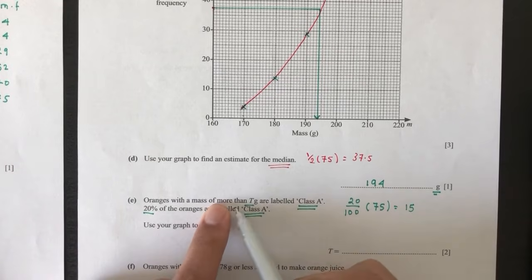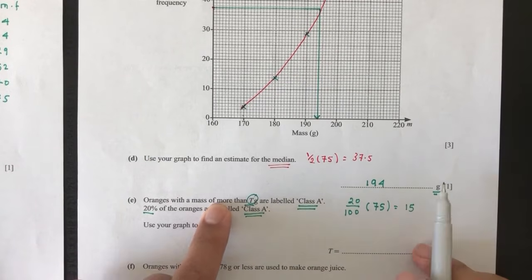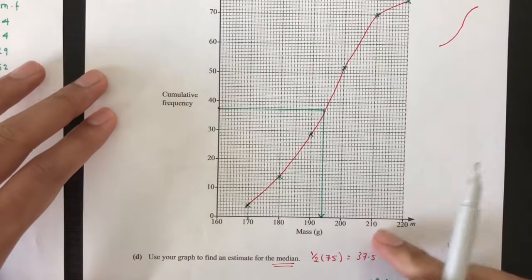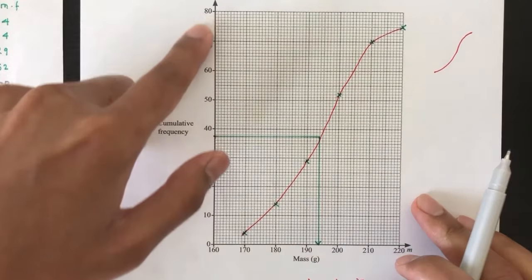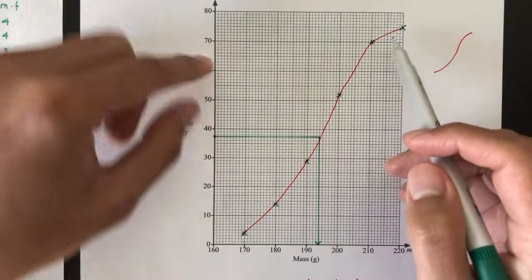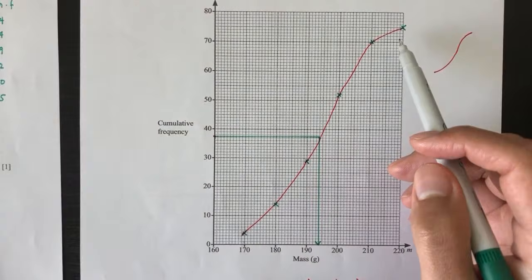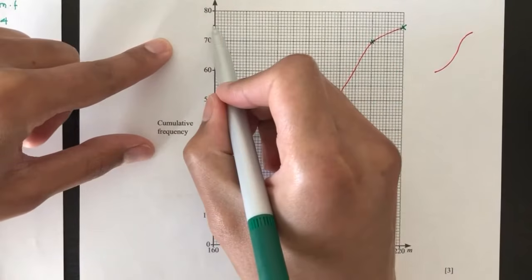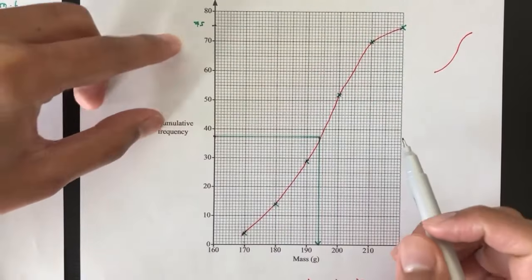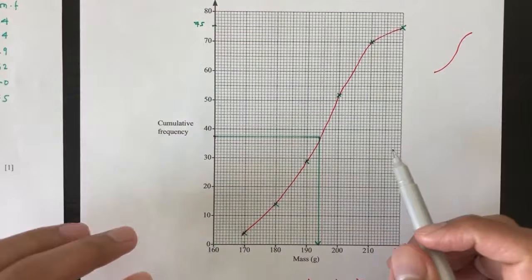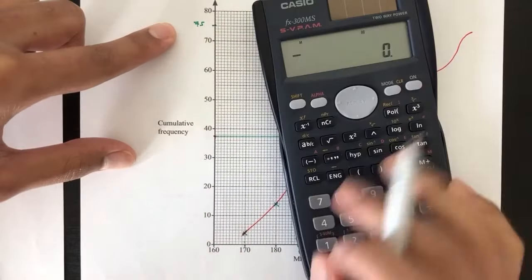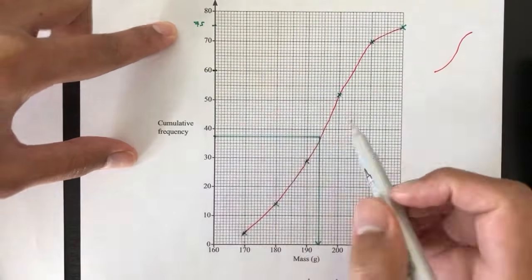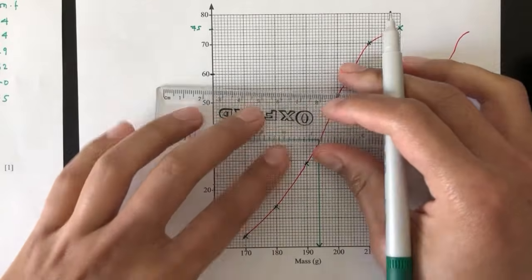Class A is anything more than t grams. So we have to use our graph to find t. It means that more than t, it needs to be heavy. So for us to get 15, which is the top mass of these oranges, 75 is the max, the heaviest one. 75 minus 15 is what? 60. So we have to draw a line at 60. Let's see where it cuts the graph.